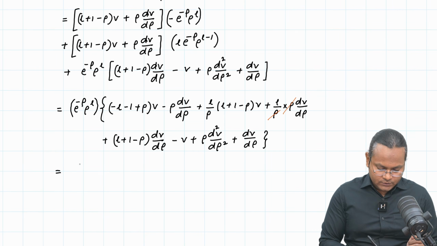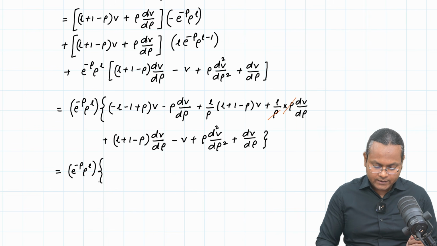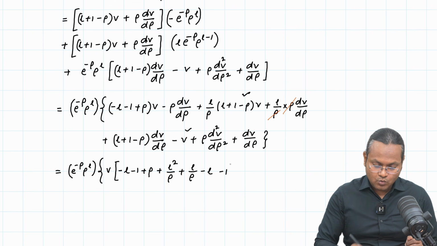Okay. This becomes e to the power minus rho, rho to the power L. And within this particular bracket, let me take v common. So if I take v common, I should get minus L minus 1 plus rho. And from here, I should get plus L square upon rho plus L upon rho minus L. And from here, I should get a minus 1. This completes the terms for v.